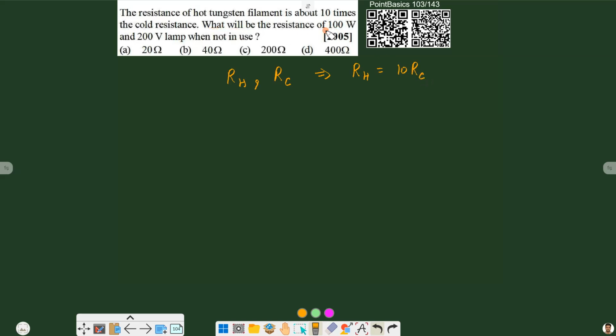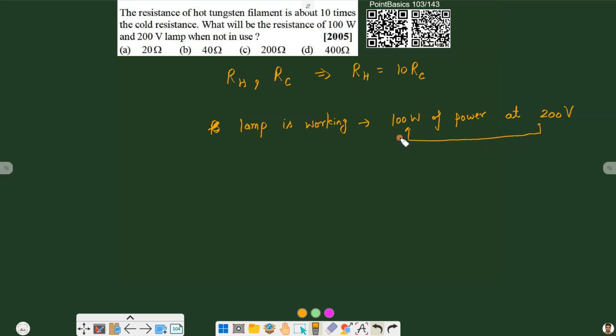Now, what is the resistance of 100 watt 200 volt lamp when not in use? Now, assume the lamp is working. It is mentioned that lamp is working. So if lamp is working, what is it doing? It's consuming 100 watt of power at 200 volt. So when lamp is working, it is consuming 100 watt of power at 200 volt. So what we can do? We can find resistance while it's working.